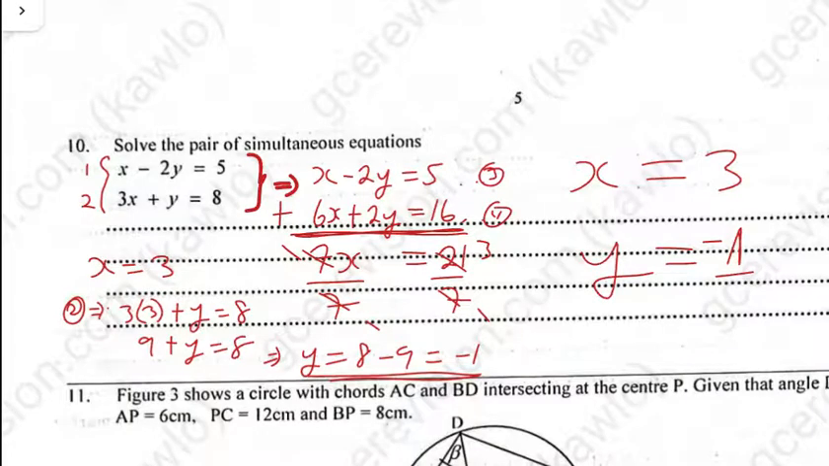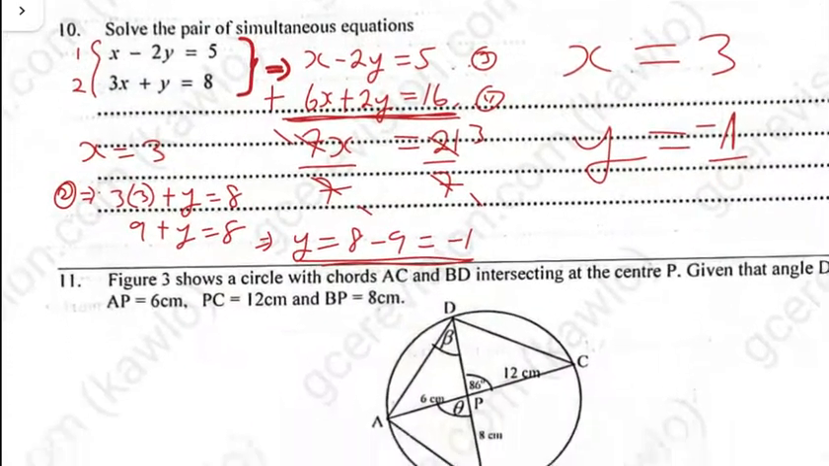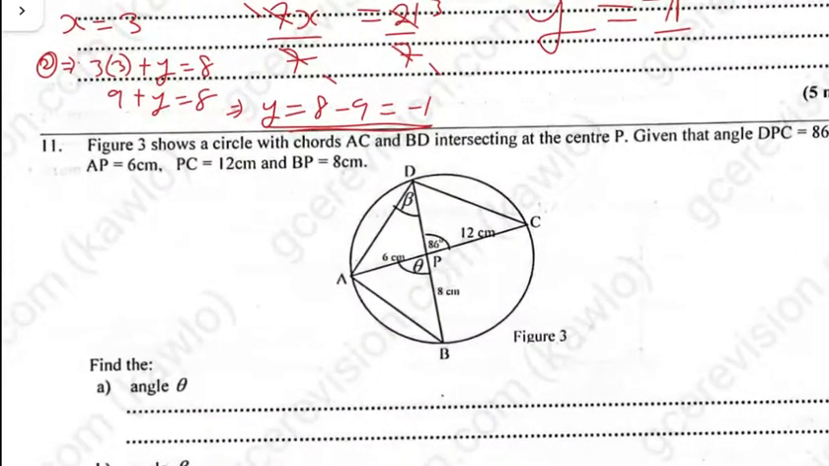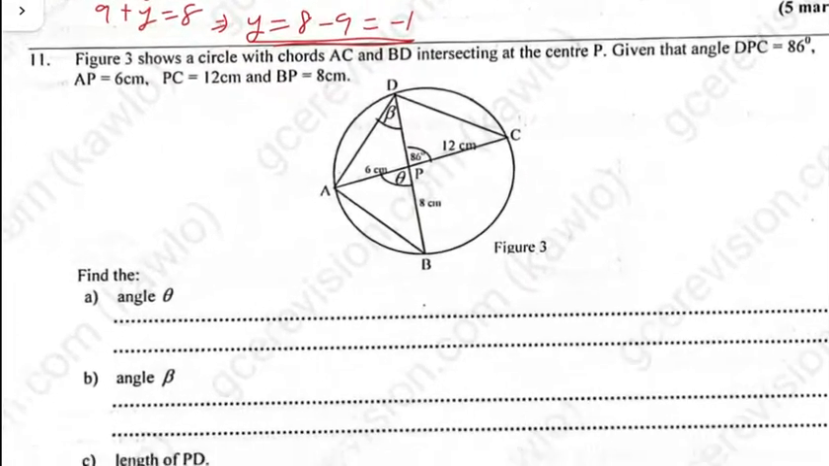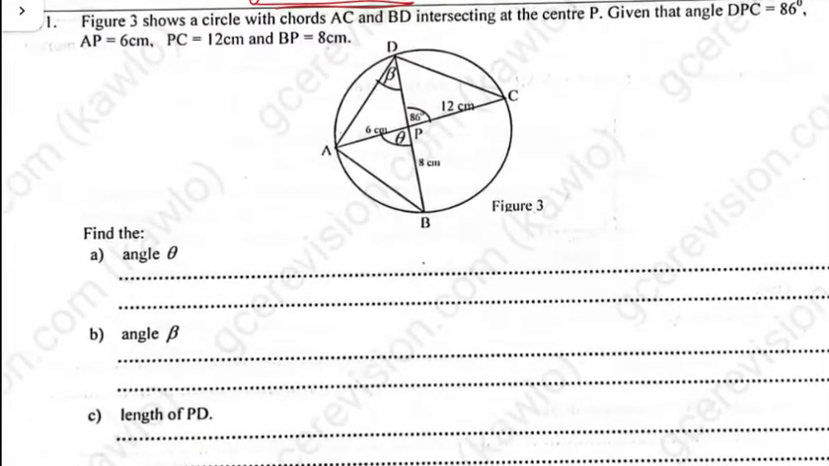Question 11. Figure 3 shows a circle with chords AC and BD intersecting at the center P. So P is the center of that circle, as we know. So we have the chord AC, AC is a chord, as well as BD. BD is a chord intersecting at the center P.